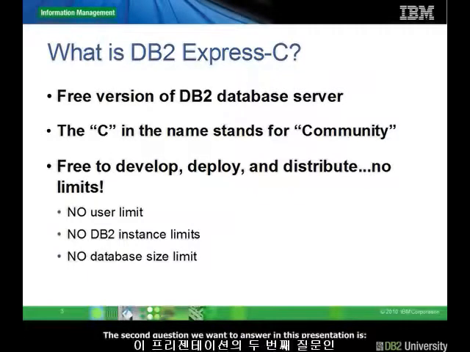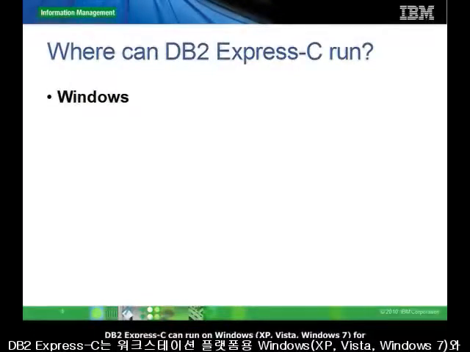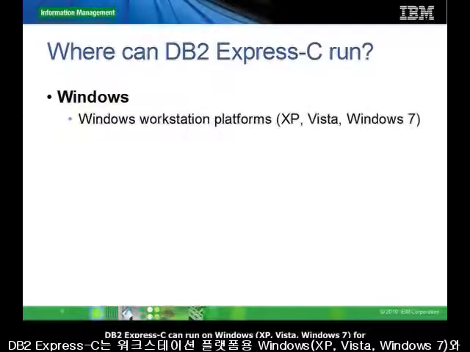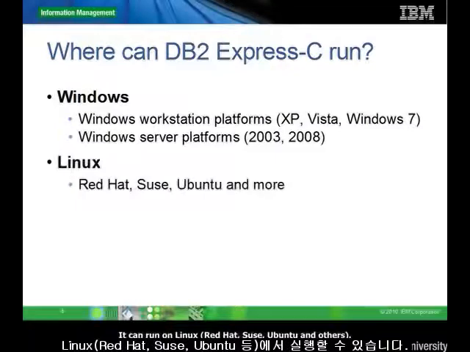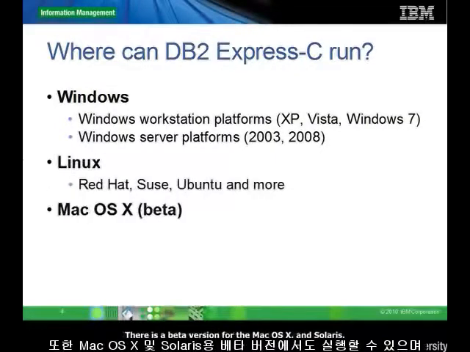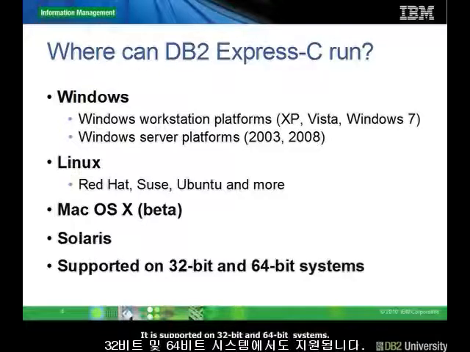The second question we want to answer in this presentation is, where can DB2 Express-C run? DB2 Express-C can run on Windows XP, Vista, Windows 7 for workstation platforms, and on Windows Server 2003 and 2008. It can run on Linux: Red Hat, SUSE, Ubuntu, and others. There is a beta version for Mac OS X and Solaris. It is supported on 32-bit and 64-bit systems.